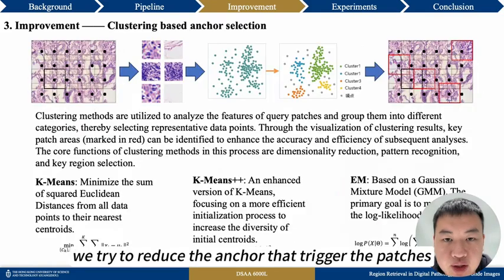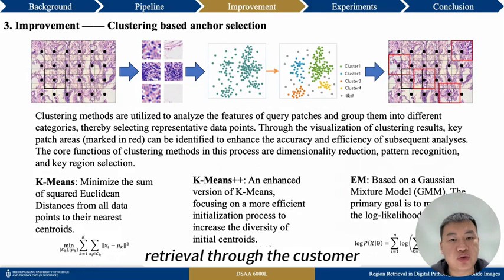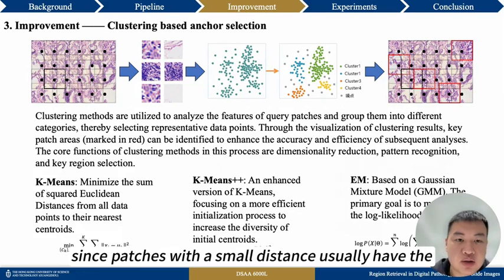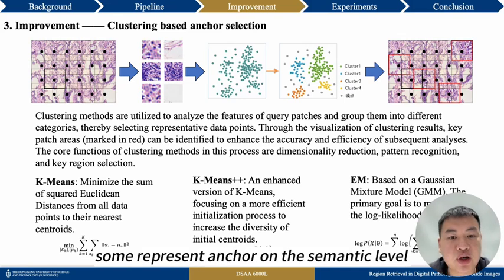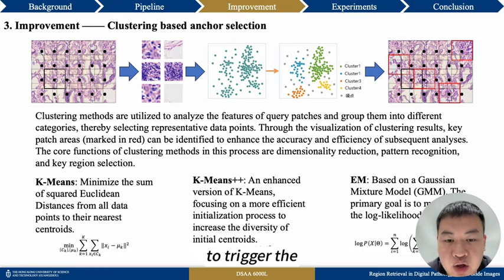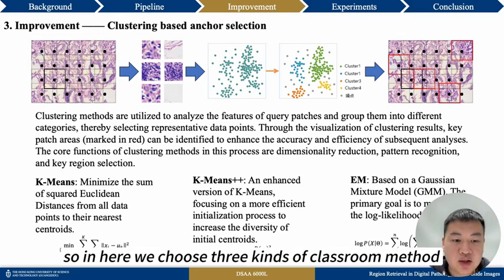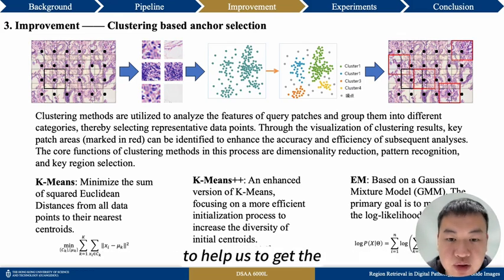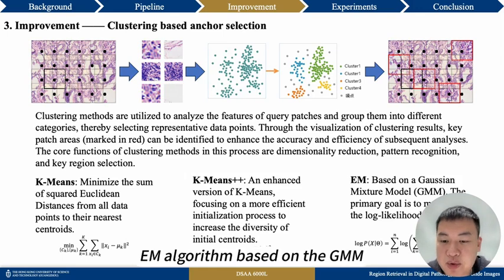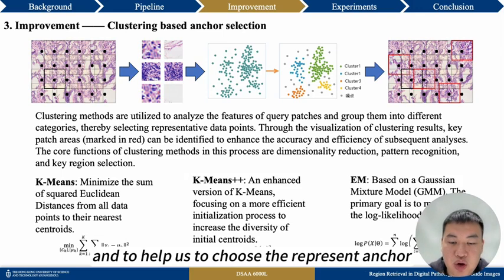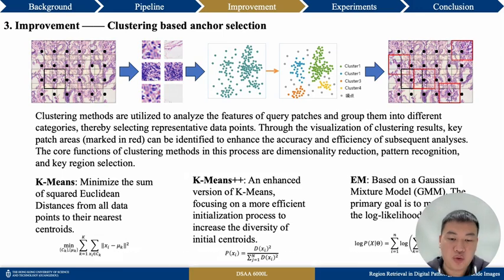The second improvement is that we try to reduce the anchors that trigger the patch retrieval through clustering. Since patches with a small distance usually have similar semantics, we try to find representative anchors at the semantic level to trigger the patch retrieval, which will be more efficient and more reasonable. Here, we choose three kinds of clustering methods to help us get the representative anchors: k-means as usual, k-means plus plus, and the EM algorithm based on the Gaussian mixture model. And we will discuss the efficiency of our region retrieval process.